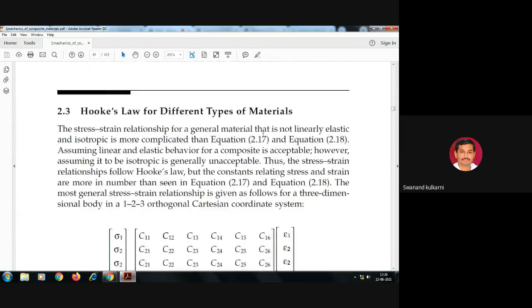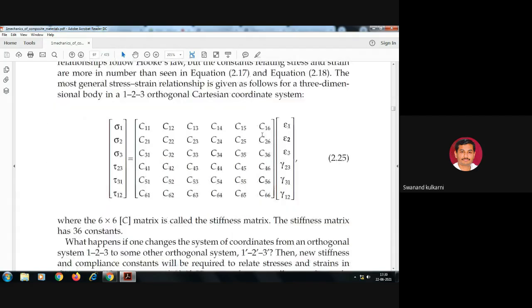Now we are going further, on the types of materials. So far we have taken the example of isotropic material only. But if the nature of the material is different, then the relationship between stress and strain will vary accordingly.